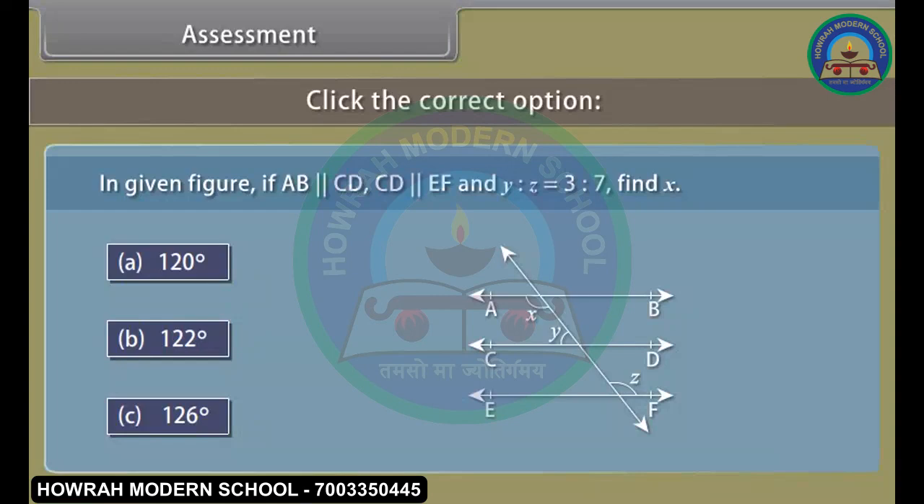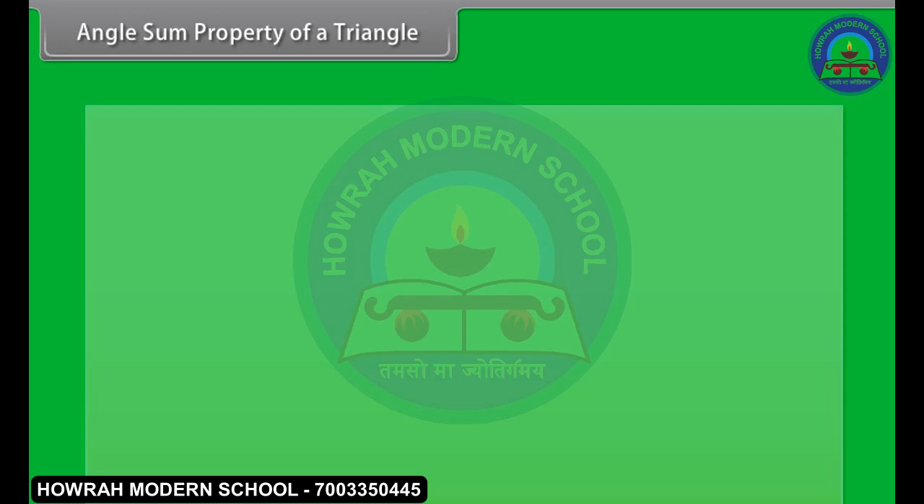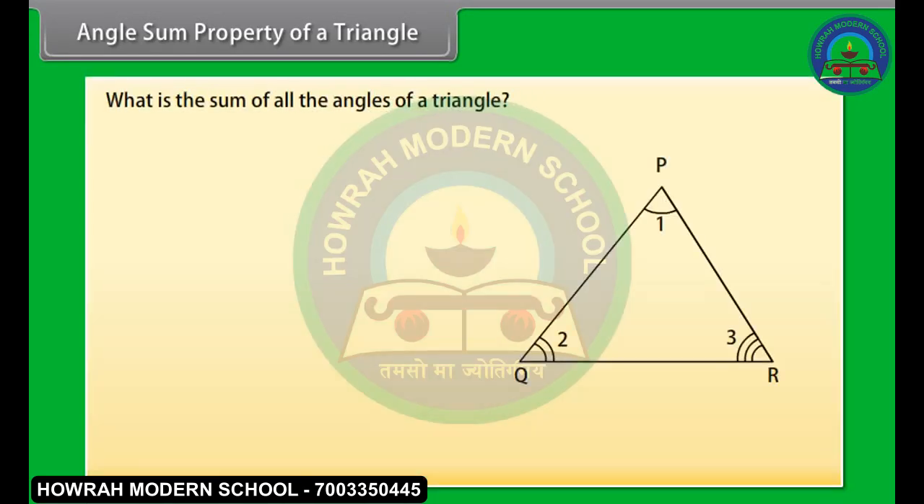Assessment. Let us go through an interactivity now. Click the correct option. Angle sum property of a triangle. Can you tell what is the sum of all the angles of a triangle? Yes, you are right. The sum of all the angles of a triangle is 180 degree.